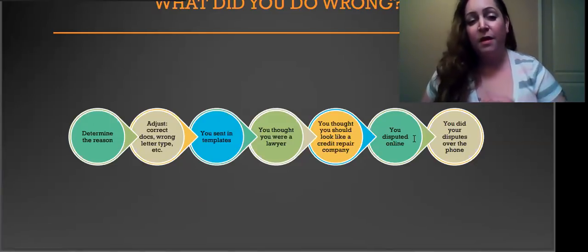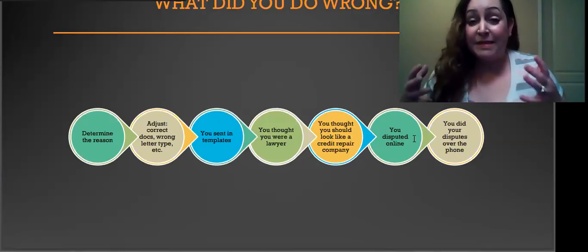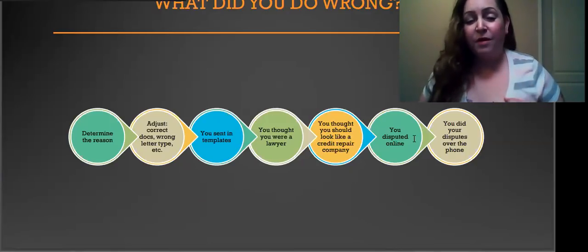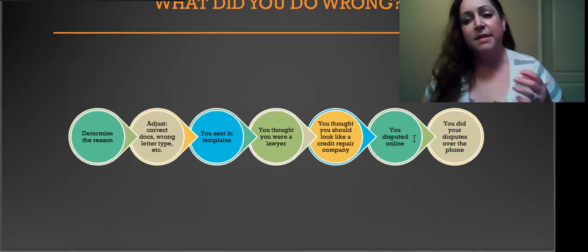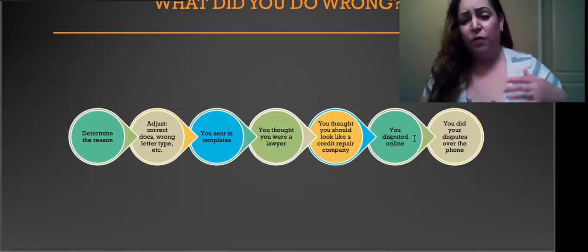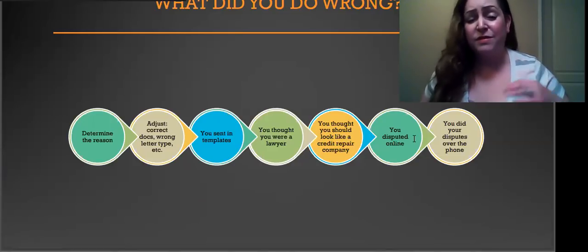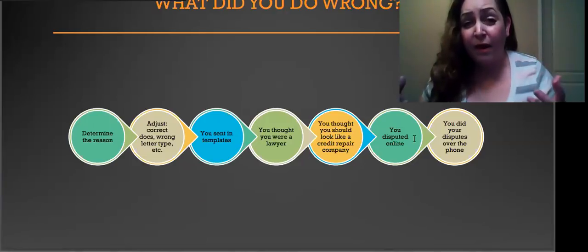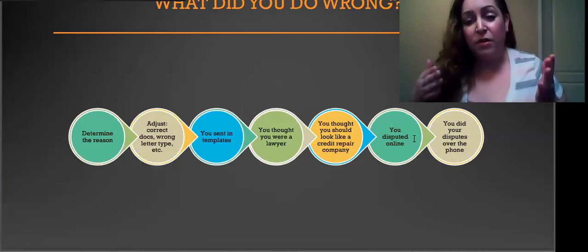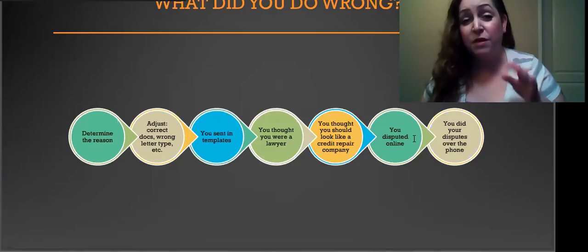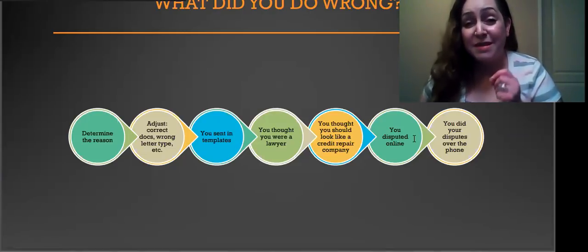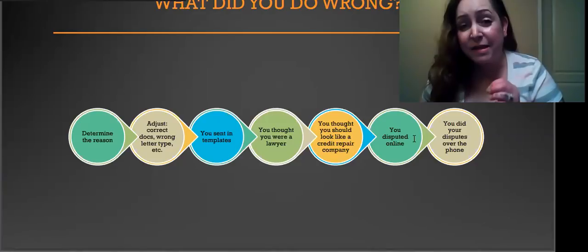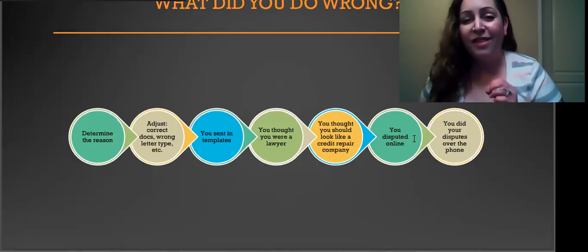Okay, so first step, obviously you need to determine the reason that they said it was verified. All right, so after you figure it out, maybe you didn't figure it out, but going on to the next part, you're going to adjust. Okay, did they say that you didn't send in your proof of address? Was it too old? Did you send in something that couldn't be read? Whatever the reason was, you need to adjust it. Now, if there's nothing to adjust, then you're just going to have to move on to the next dispute reason, because remember, your dispute reason or reasons are the key.